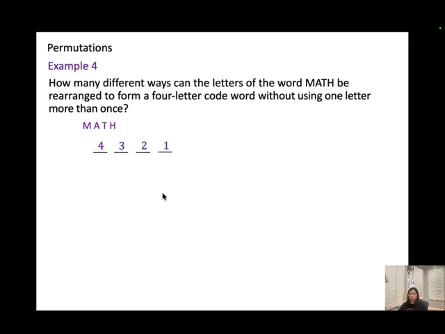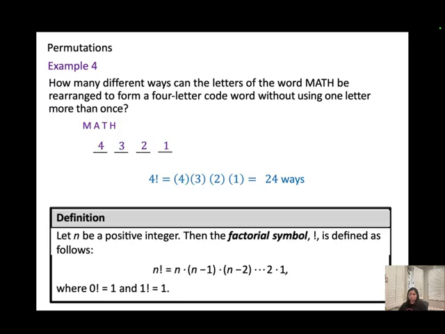So we use the basic counting principle. I'm going to multiply them all together, so that will be equal to 24 ways. So we do have 24 different ways to rearrange MATH to form a 4-letter code word. And you're going to see, when I do 4 times 3 times 2 times 1, I can also write it as 4 factorial. Look at the definition.